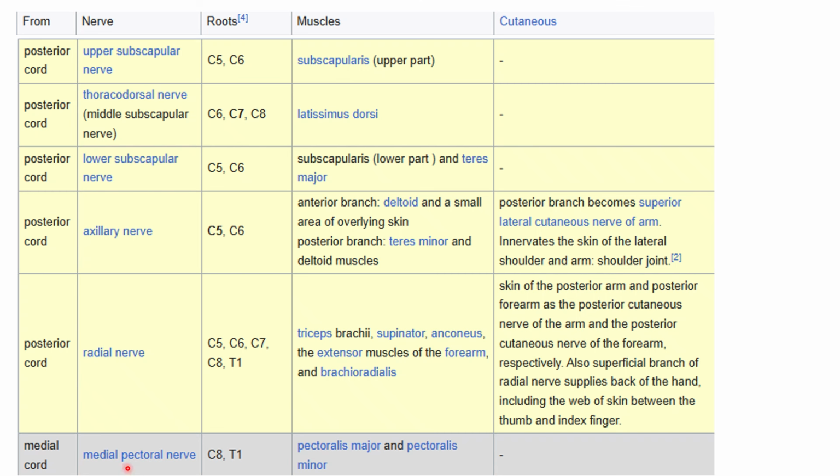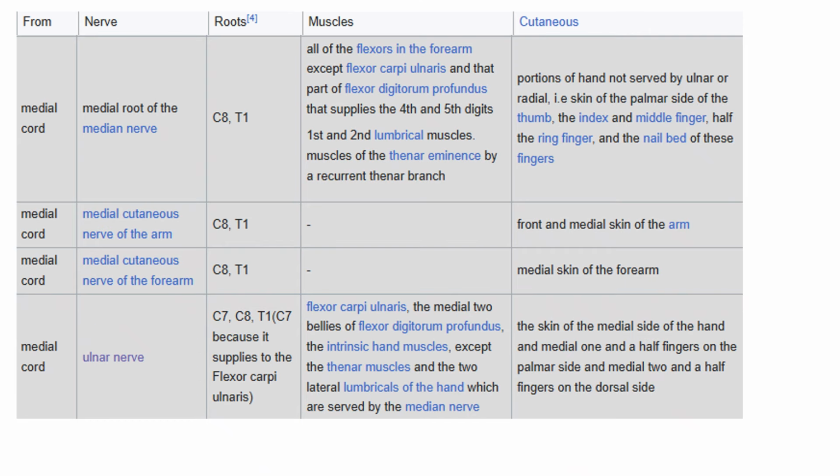Medial cord, medial pectoral nerve, C8, T1, pectoralis major and pectoralis minor. Medial root of the median nerve, medial cord, C8, T1.